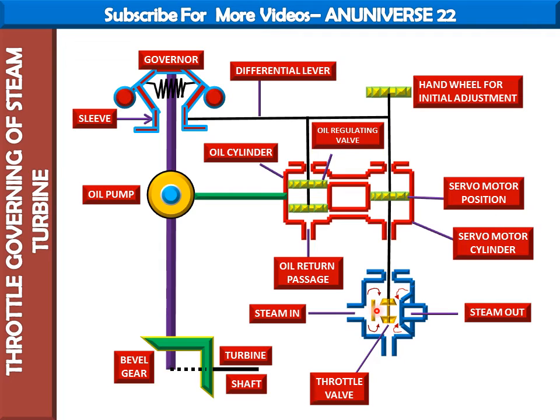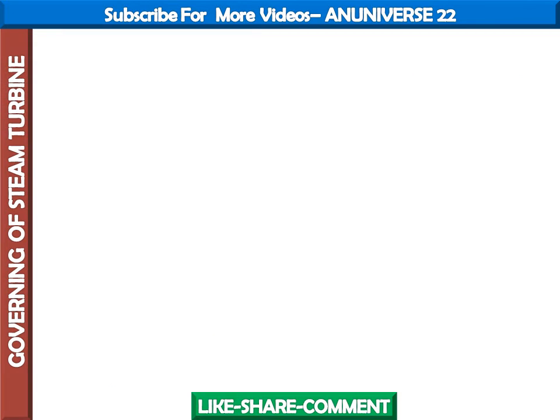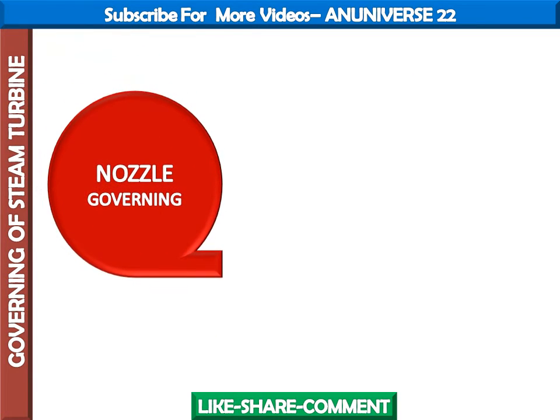And the process is different in the other case: when load on the turbine decreases, turbine speed increases, and when load on the turbine increases, turbine speed decreases, and again this process is reversed. And next is nozzle governing.